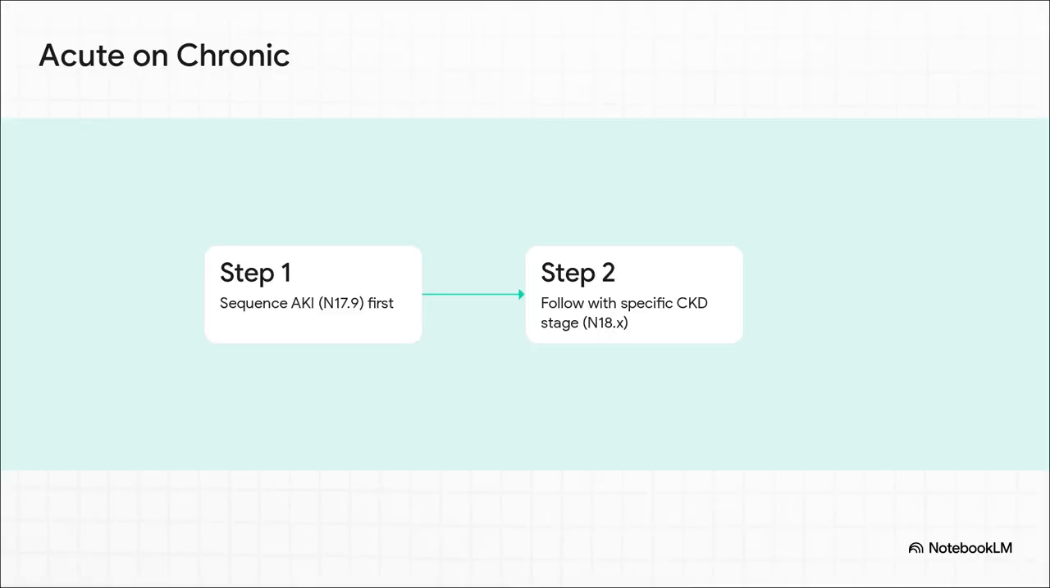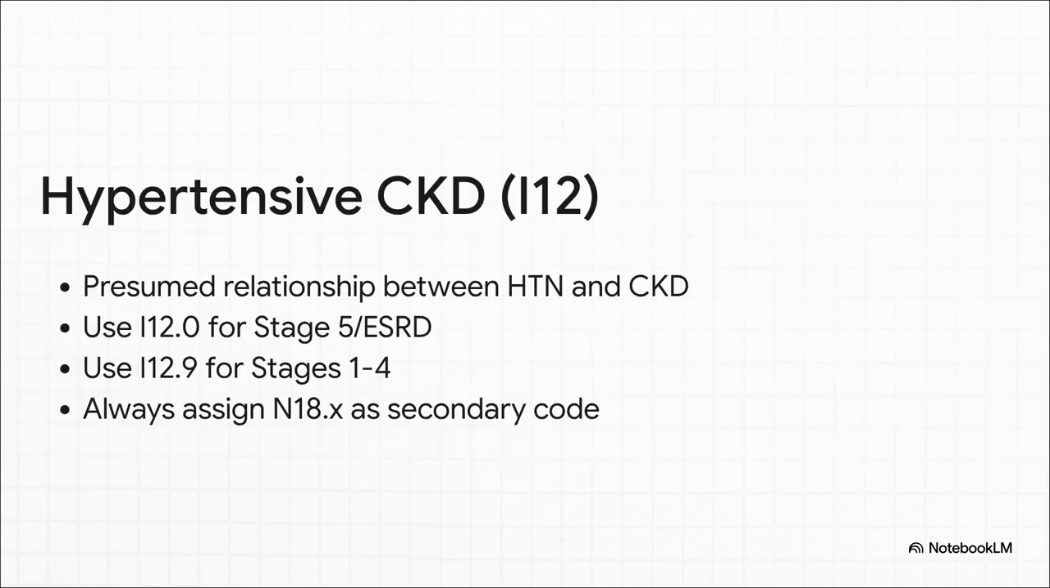Very often, you're going to see a chart where a patient experiences acute renal failure, superimposed right on top of pre-existing CKD. When this acute on chronic scenario happens, the guidelines are super clear. You must sequence the acute kidney injury, code N17.9, first. Then, you follow it up with the specific chronic stage from category N18. Remember, acute conditions generally take priority in sequencing because they are the immediate resource-heavy reason the patient is in the hospital.